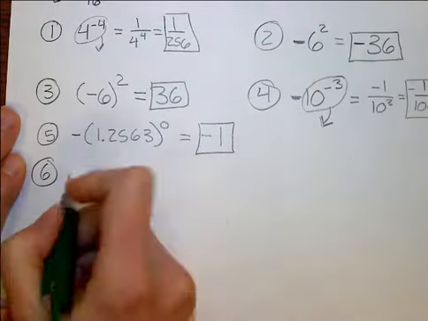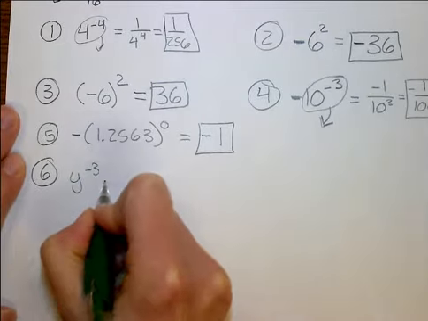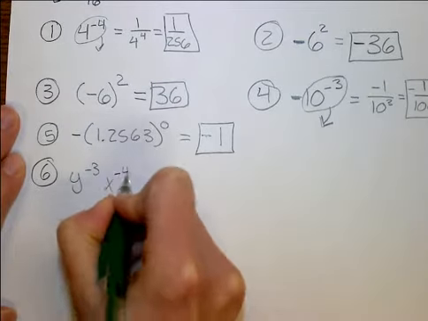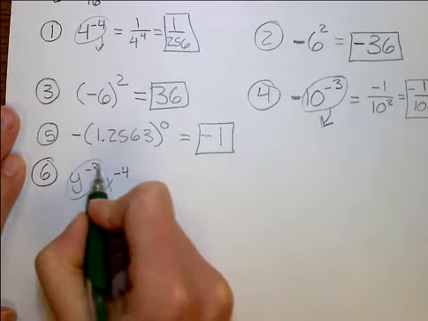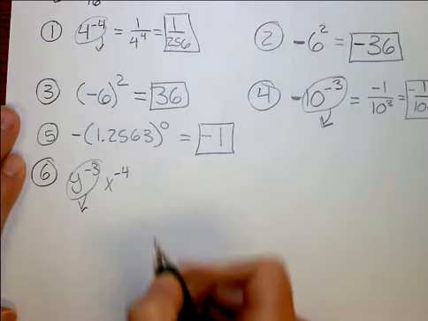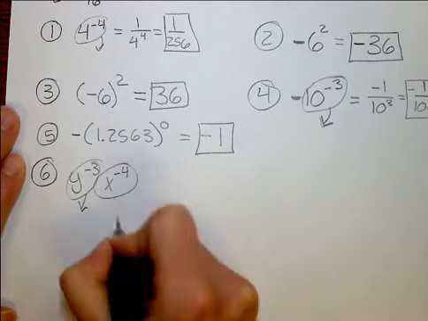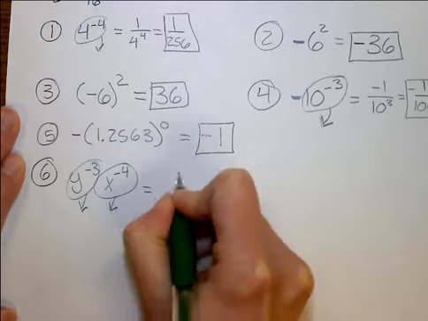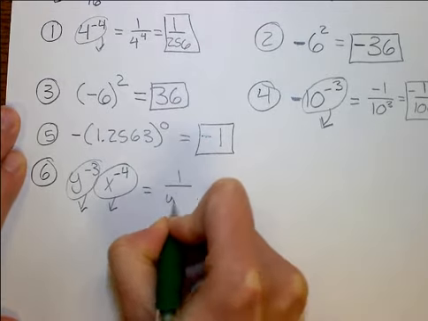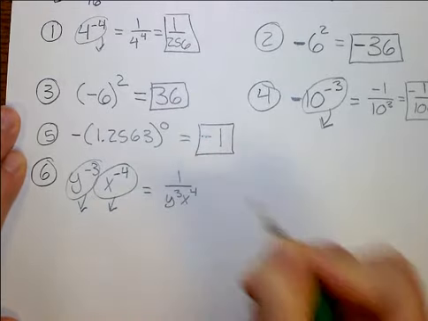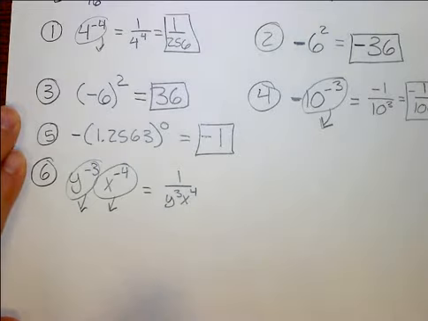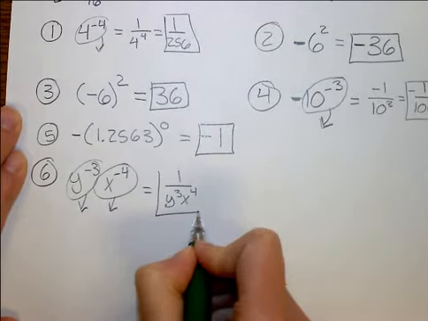So if we have y to the negative 3, x to the negative 4, oh, this is a negative exponent, it's got to move down to the bottom. This is a negative exponent, we have to move it down to the bottom, and this will be 1 over y cubed x to the 4th. Now we don't have any negative exponents, and we are good.